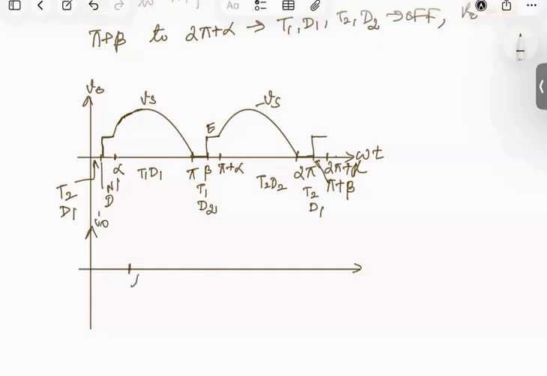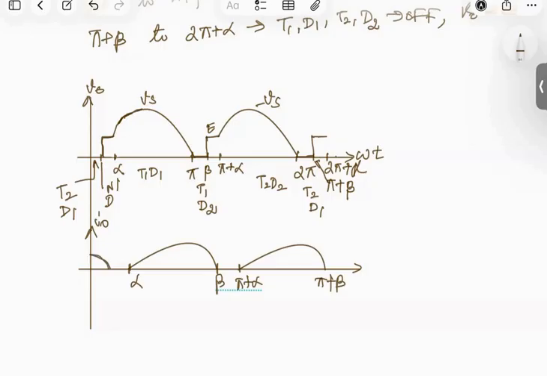Now the current waveform, I0 waveform, will be rising from alpha and it reaches 0 at beta. So the current waveform will have a shape like this. And again from pi plus alpha, the current will rise and it reaches 0 at pi plus beta.